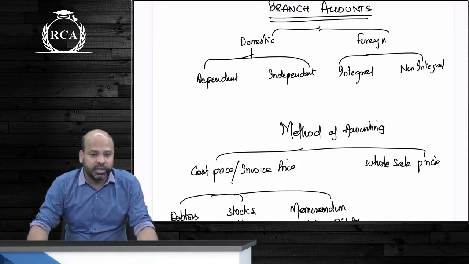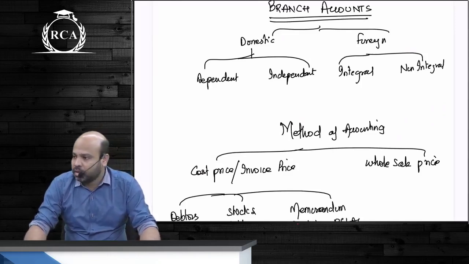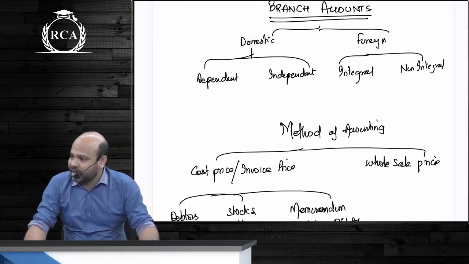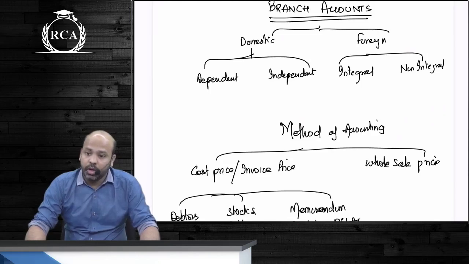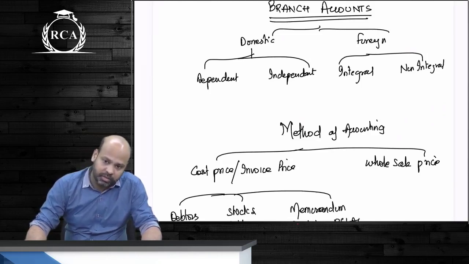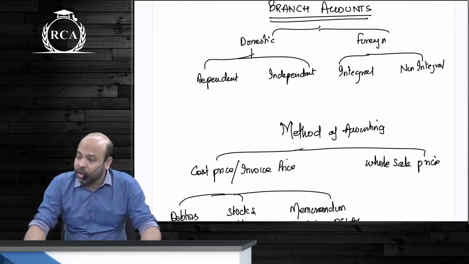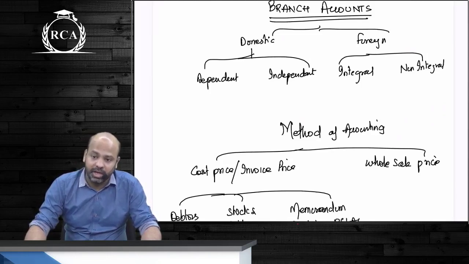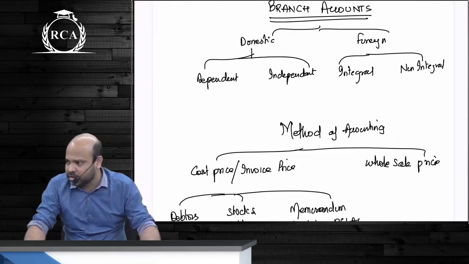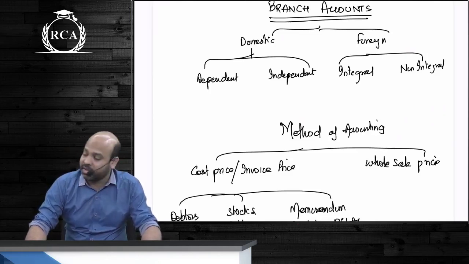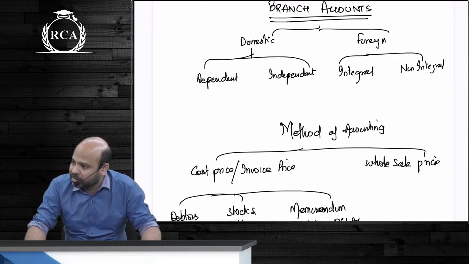Domestic branches are further segregated, guys, into dependent branches and independent branches. This classification is based on who's maintaining books of accounts. If the entire accounting of the branch level is being done at the head office level, you will be terming it as a dependent branch. If the entire accounting is being done at the branch level itself, you will be referring to it as an independent branch. Normally the branches that we see as such, guys, will be dependent branches.